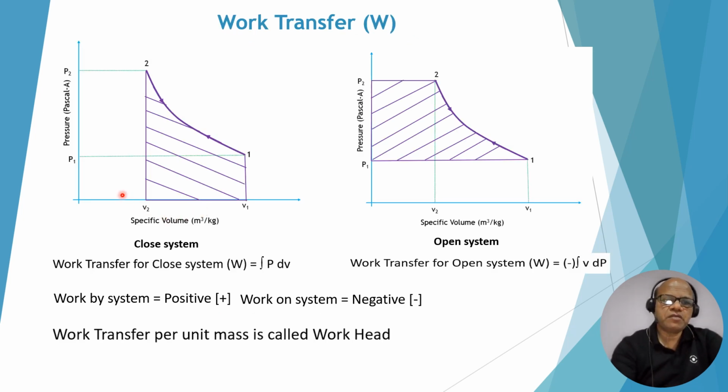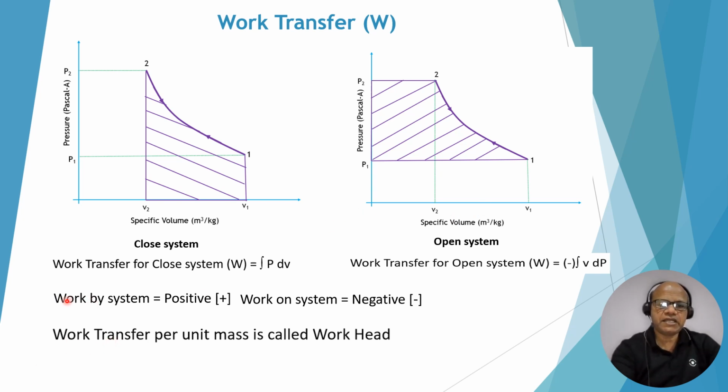Now, work transfer on the PV diagram for a closed system and for an open system. In a closed system, the area under the curve on the x-axis is equal to the work transfer. In an open system, the area under the curve on the y-axis is equal to the work transfer. By formula, work transfer for a closed system is the integral of P dV, and for an open system it is minus the integral of V dP. As per sign convention, work done by the system is positive and work done on the system is negative. This is true for closed and open systems both.